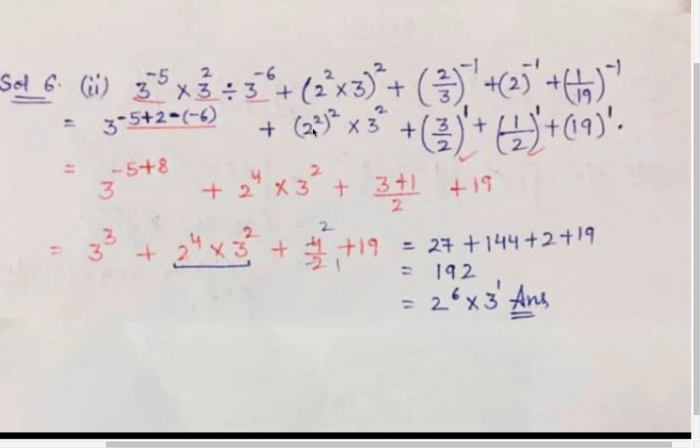2 raised to power 2, whole raised to power 2, means 2 2s are 4. So 2 raised to power 4, as it is, into 3 raised to power 2. These two will get multiplied.